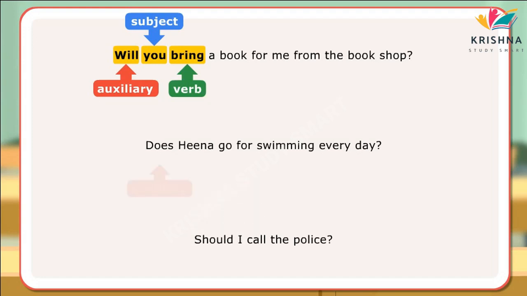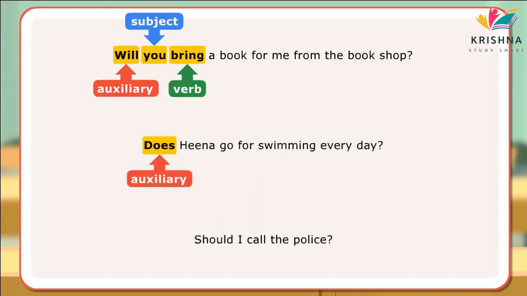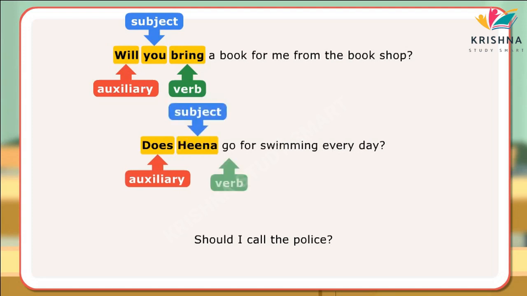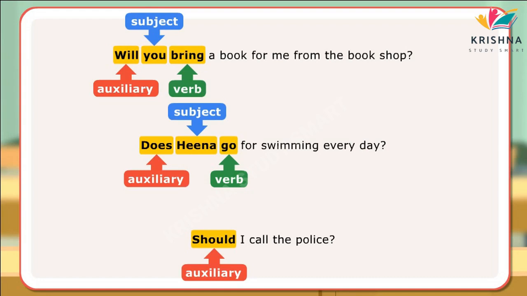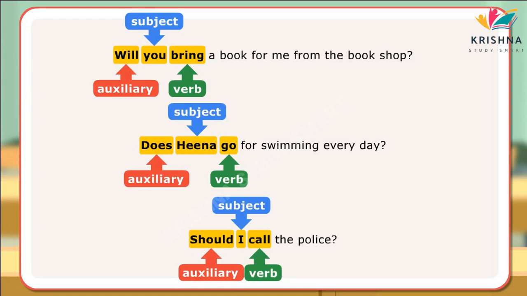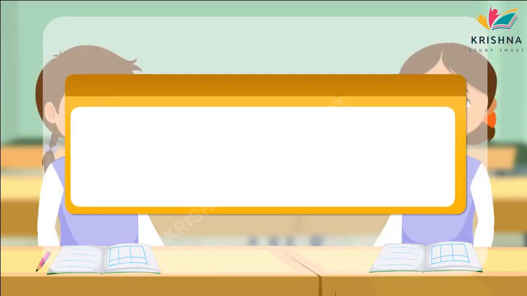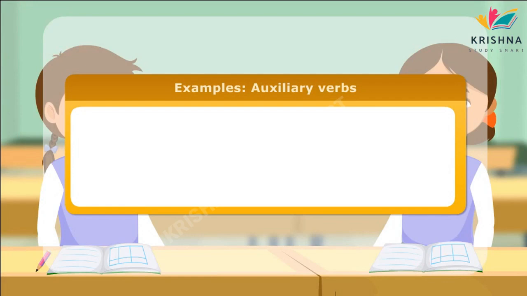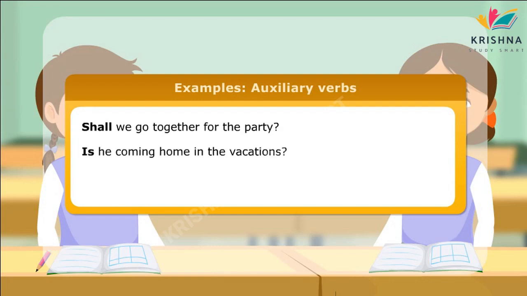In the second example, auxiliary does is used to ask a question. It is used before the subject Hina and the main verb go is used later. In the third example also, auxiliary should is used before the subject I to ask a question. The main verb call is used after the subject. Here are a few more examples of questions with auxiliary verbs. Shall we go together for the party? Is he coming home in the vacations?